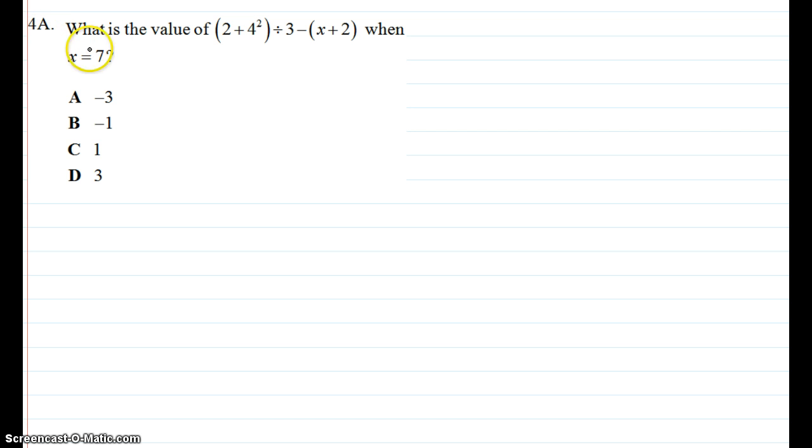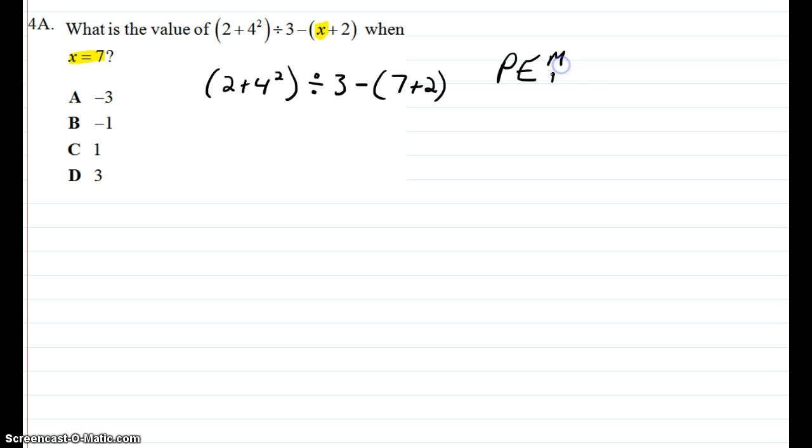Alright, let's take a look at 4A. What is the value of this expression when x equals 7? And so what we're going to do is, as we rewrite it, we're going to go ahead and plug the 7 in. And so this is going to be 2 plus 4 squared divided by 3 minus 7 plus 2. And so this type of problem is seeing whether or not you know how to follow the order of operations, PEMDAS.